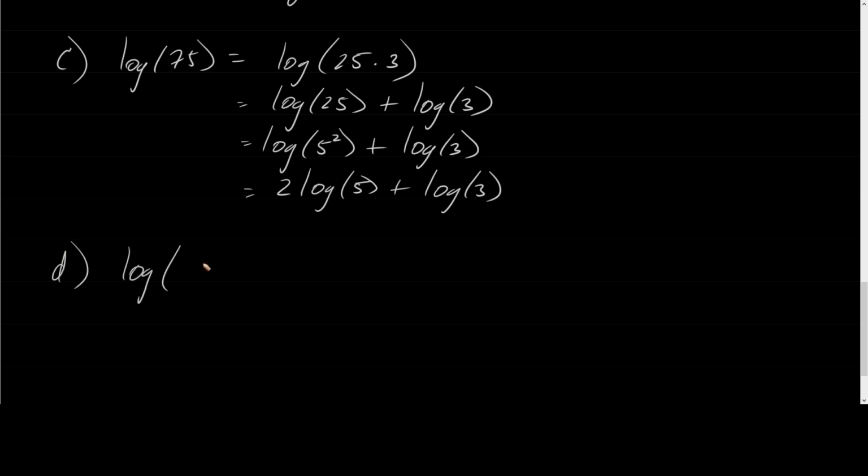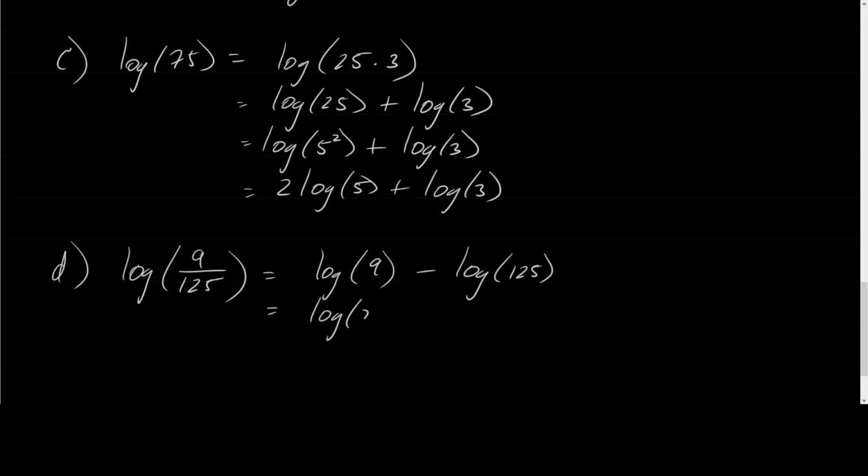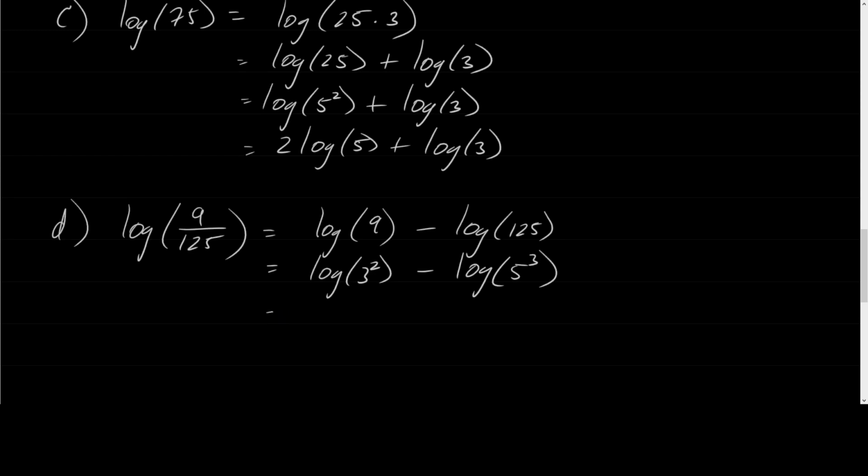Let's say that I have log of 9 over 125. Well, from the quotient rule, this would say that this is just log of 9 minus log of 125. And then we would say, well, 9 is the same thing as saying 3 squared. 125 is the same thing as saying 5 cubed. So in here, I'm just going to say, well, this becomes, from the power rule, 2 log of 3 minus, again from the power rule, 3 log of 5. And now our final answer is in terms of log of 3 and log of 5.